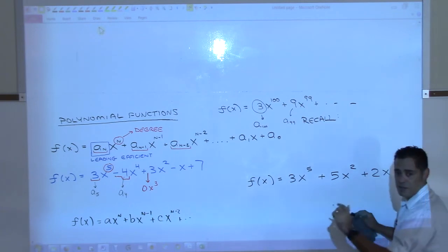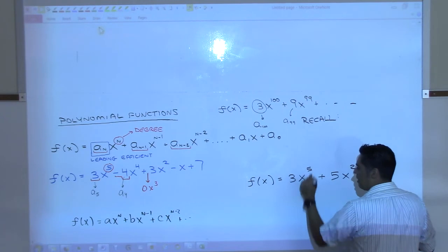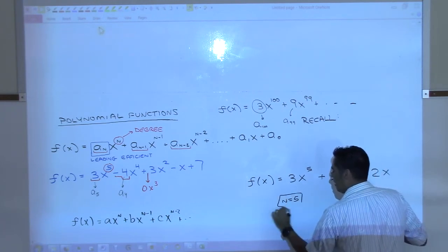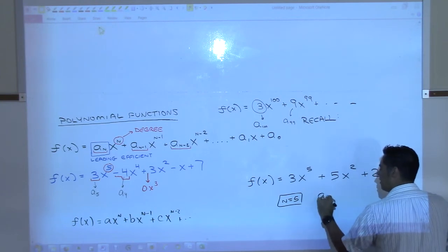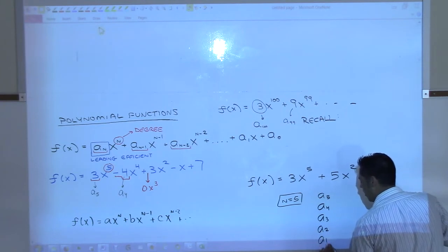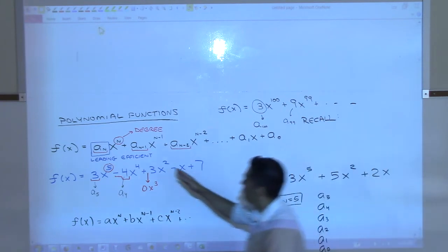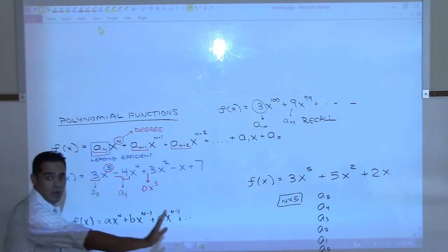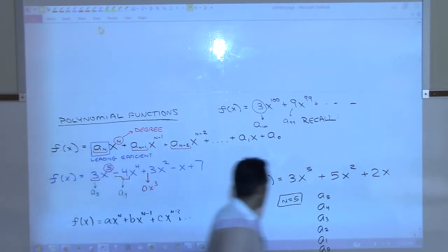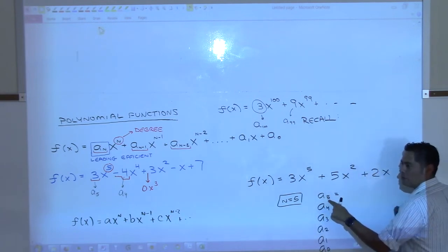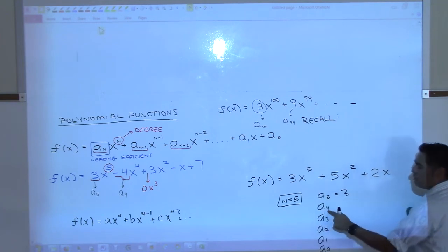I'm going to now address a couple of things. Since the degree here is 5, n is equal to 5. That means we should have a sub 5, a sub 4, a sub 3, a sub 2, a sub 1, and a sub 0. We should have numbers in front of all the powers of x all the way down from 5, 4, 3, 2, 1, to nothing. So what is a sub 5 here? What is the number in front of the 5th power of x? 3. What's the number in front of the 4th power of x? 0, there is none.